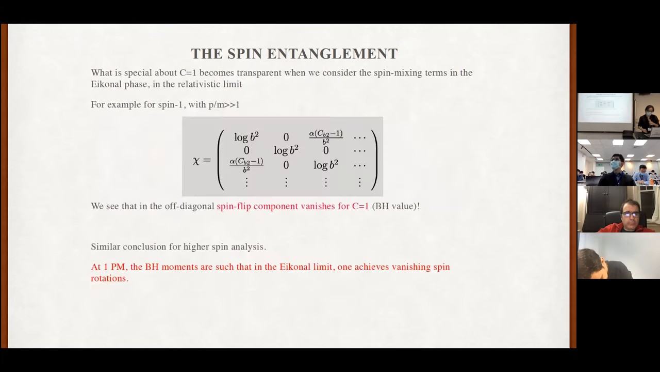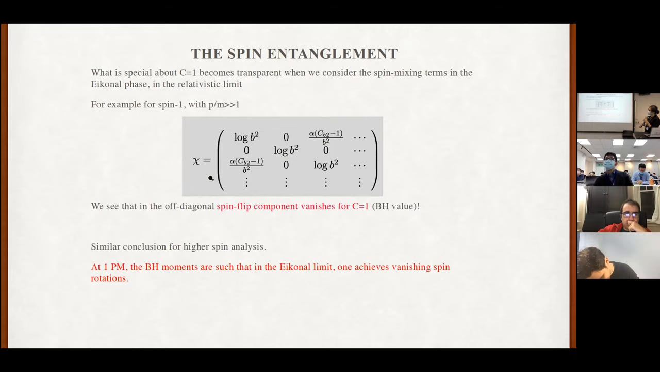And in fact, if you actually go through all the computation, we find that indeed there's something special with the black hole. If you look at the eikonal phase, but you take the relativistic limit, which means you take the central mass m to be arbitrary, in the infinity limit, the eikonal phase after our computation actually simplifies. So this is the diagonal part. The way that it simplifies is that the off-diagonal spin flip parts now go to zero exactly when the coefficients are tuned to black hole values.